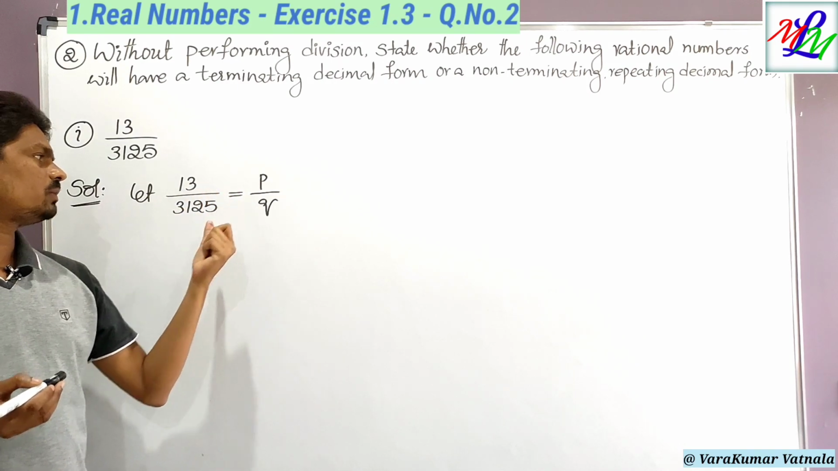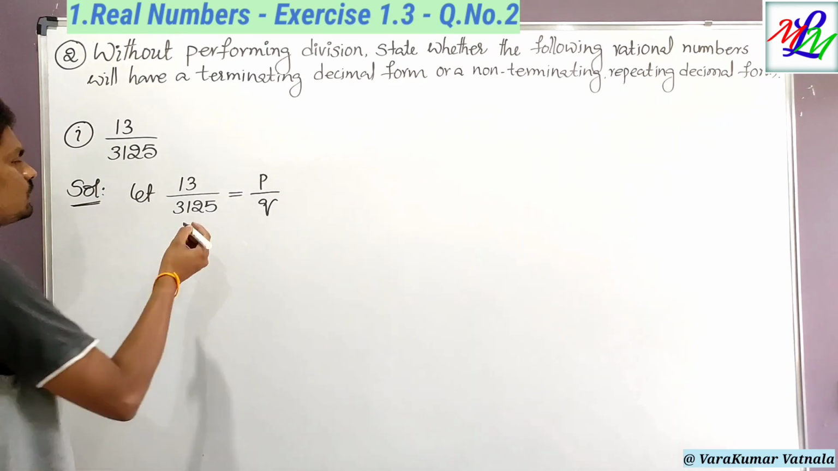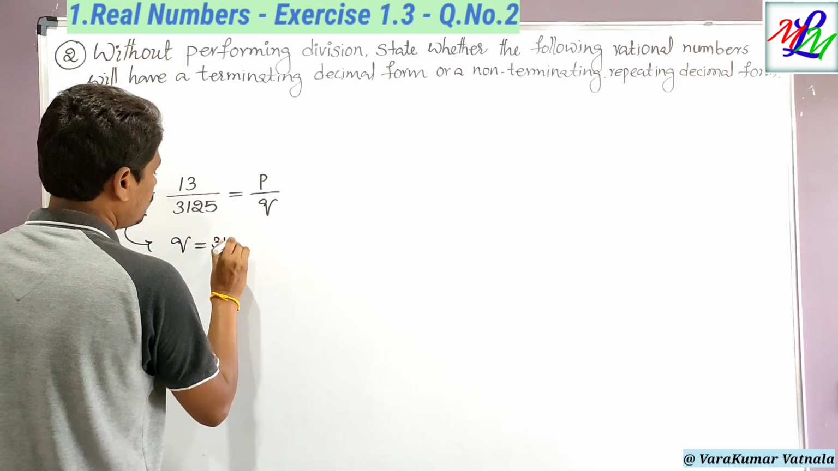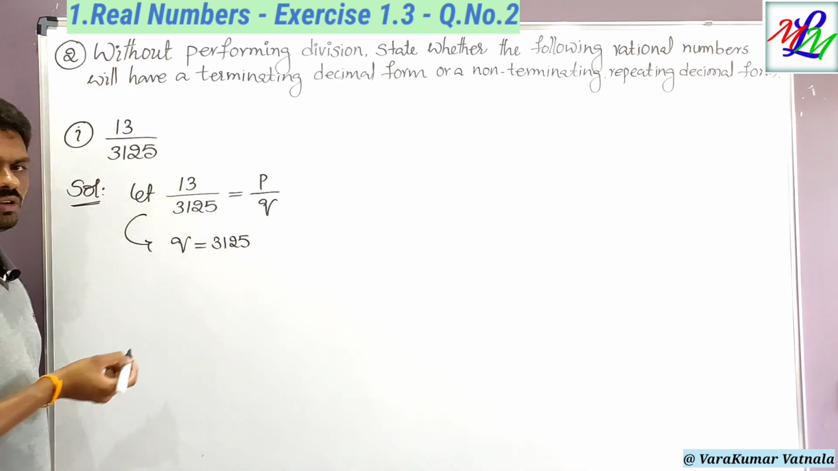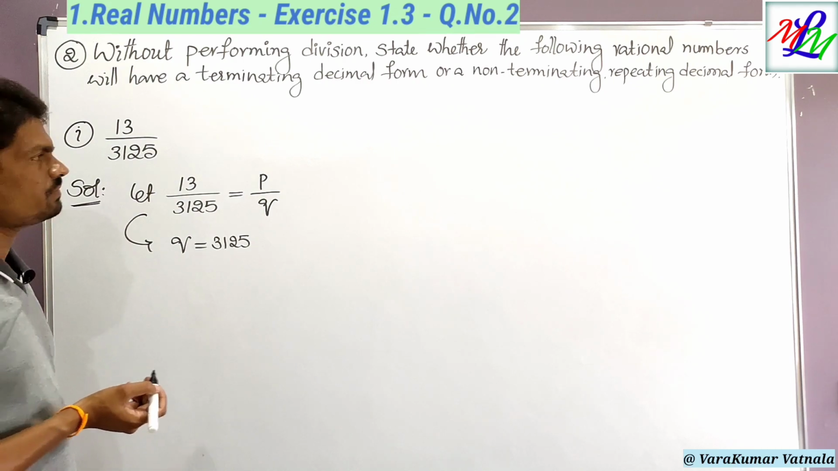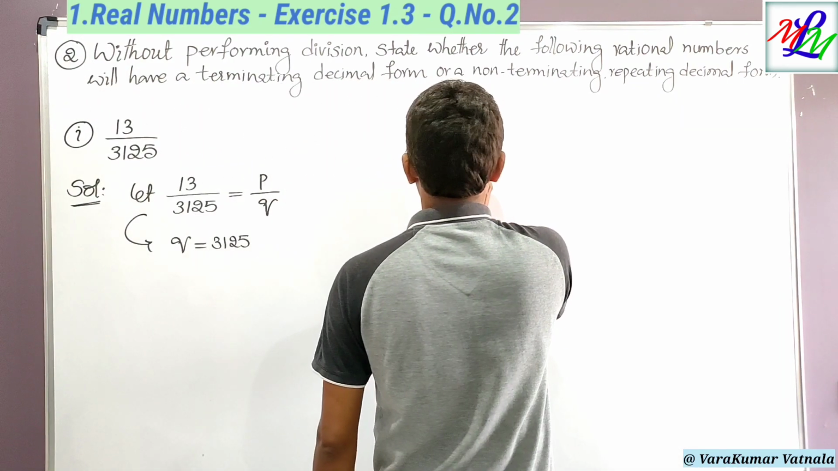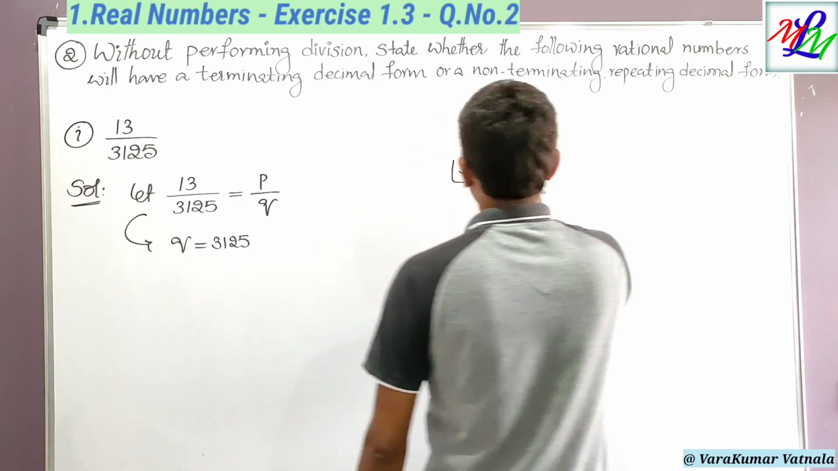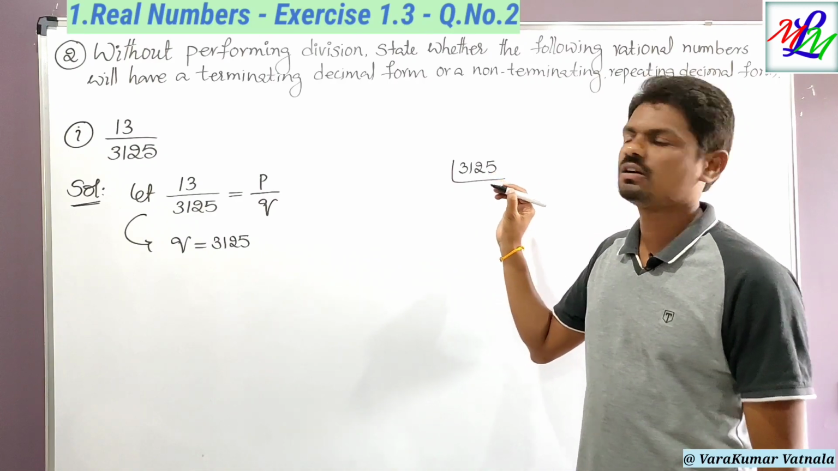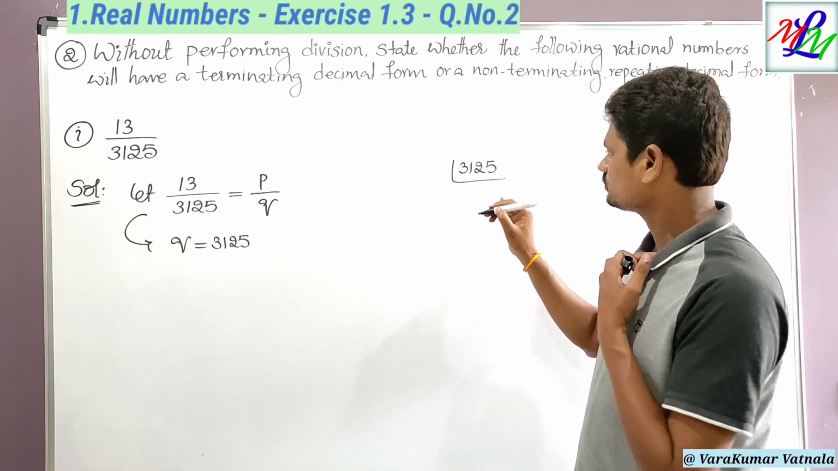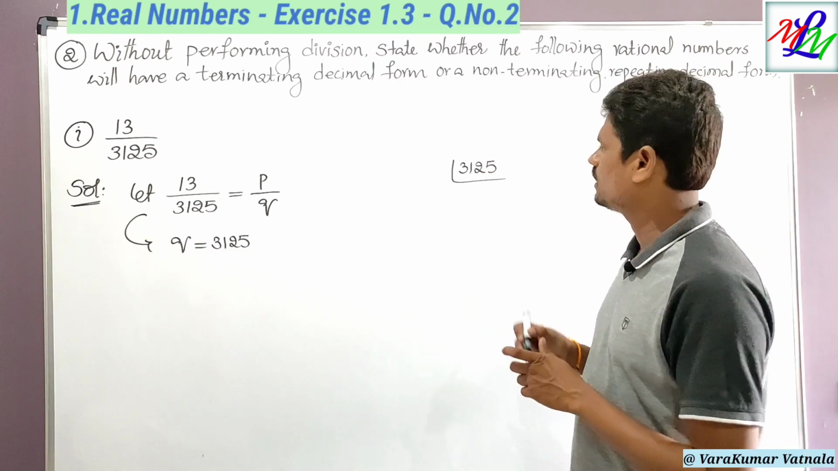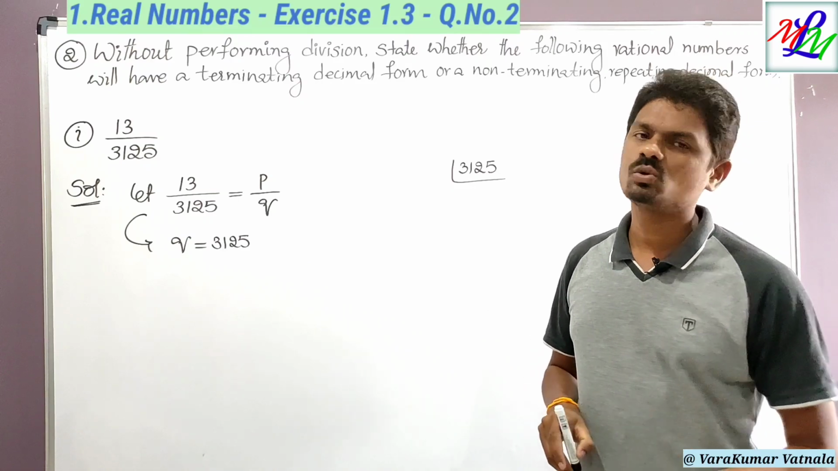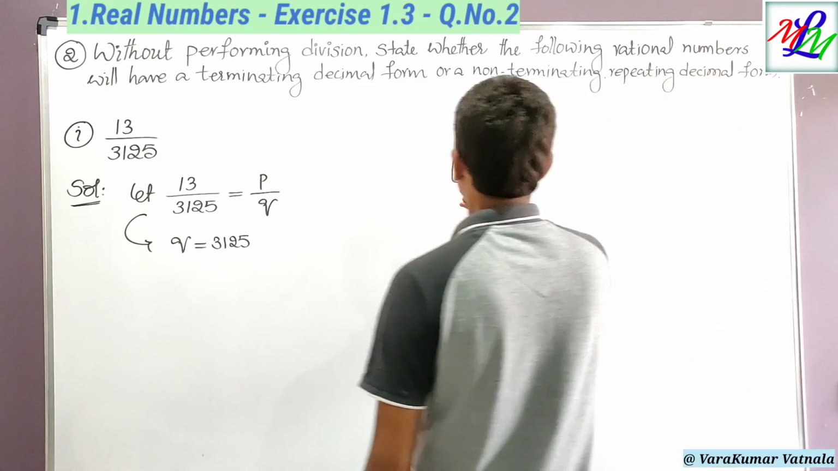So now we proceed by taking q is equal to 3125. Now resolving 3125 into its prime factors. Since the units digit is 5, it is not divisible by 2. Check whether it is divisible by 3 or not. 3 plus 1 is 4, 4 plus 2 is 6, 6 plus 5 is 11. 11 is also not divisible by 3, hence it is divisible by 5 only.